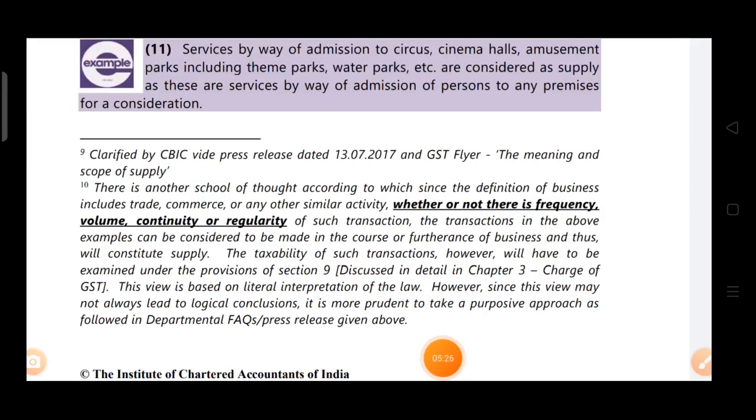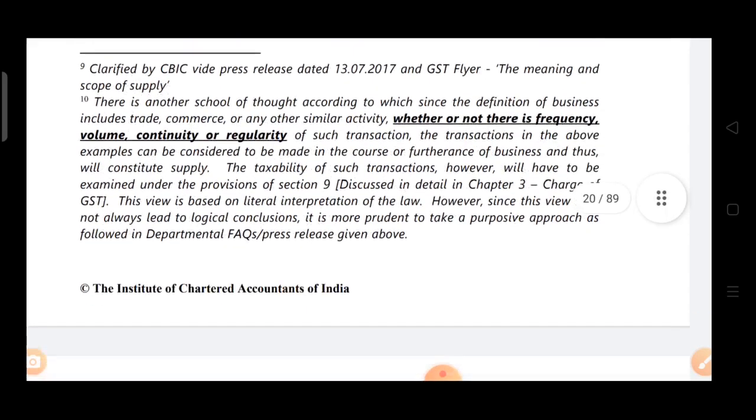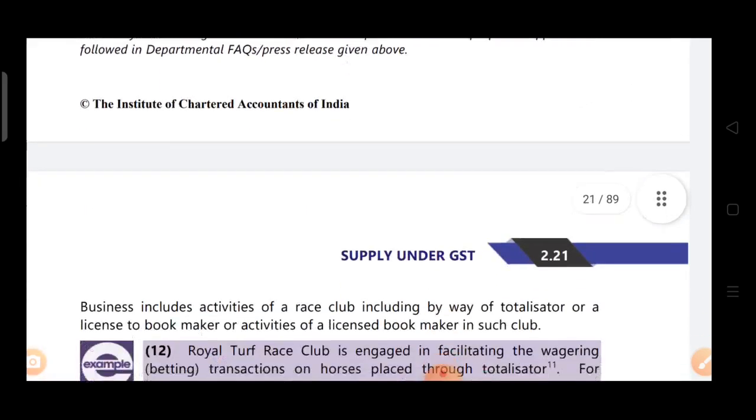So they have just said that for the examples which we have done just now, we can consider that it is made in the course of business, but that will not be the logical interpretation of law. This view will be based on the literal interpretation, and it may not always lead to logical interpretation. So they have mentioned that it is more prudent to take the purposive approach that is followed in the FAQs and the press release. So you can ignore this thing.